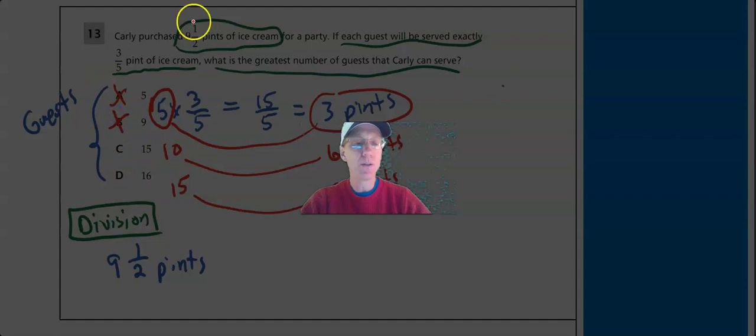So we automatically know it's not this and it's not this. But we have a half of a pint. We have 1/2 of a pint. So do we have enough to serve 1 more guest? So let's take a look at that. We have a half, right?